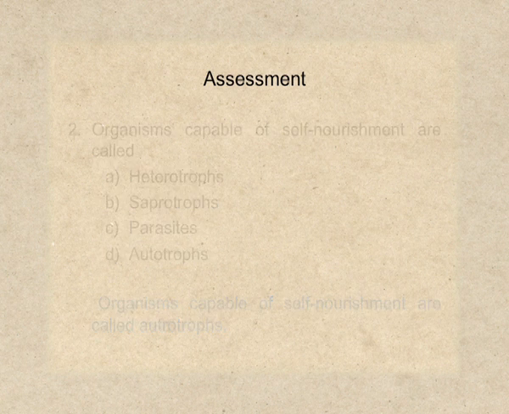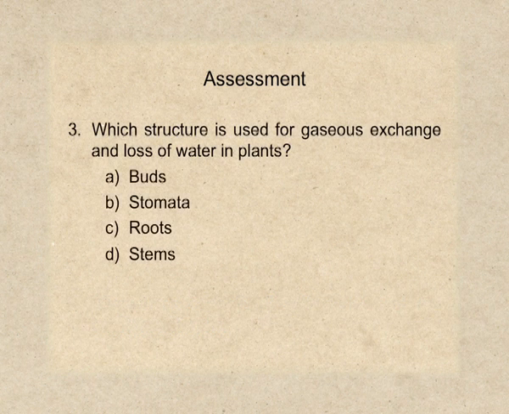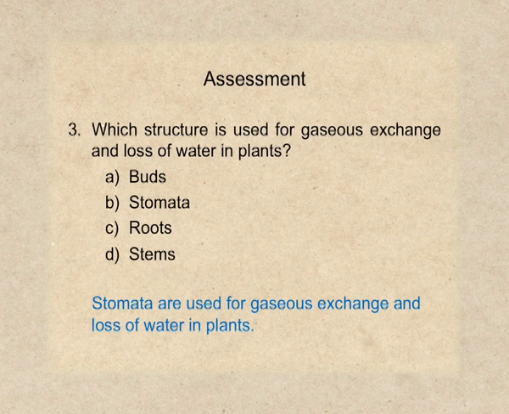Let's move on to the next question. Question 3. Which structure is used for gas exchange and loss of water in plants? A. Buds, B. Stomata, C. Roots, D. Stems. And the correct option is option B. Stomata is used for the gas exchange and loss of water in plants. There are lenticels which are present on stems. They are also used for the loss of water, but they are not used for the gas exchange. Hence, the stomata is the correct answer.